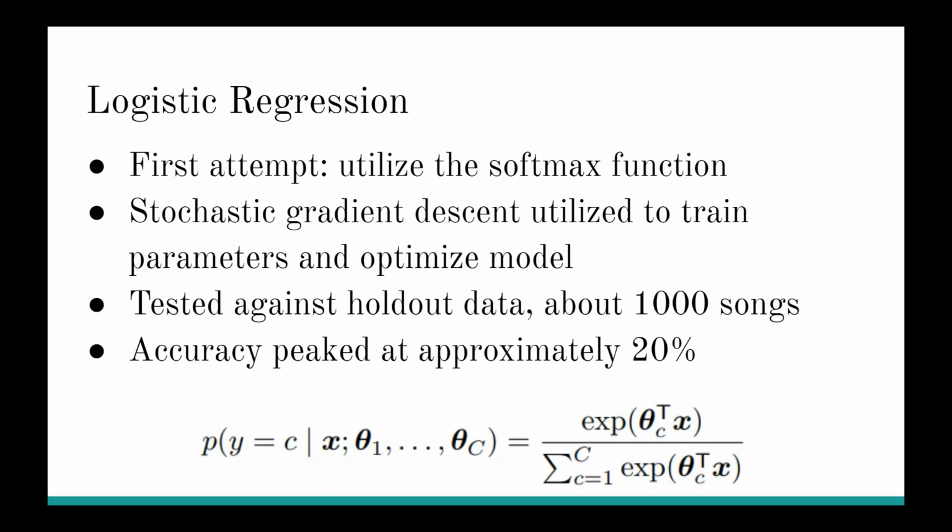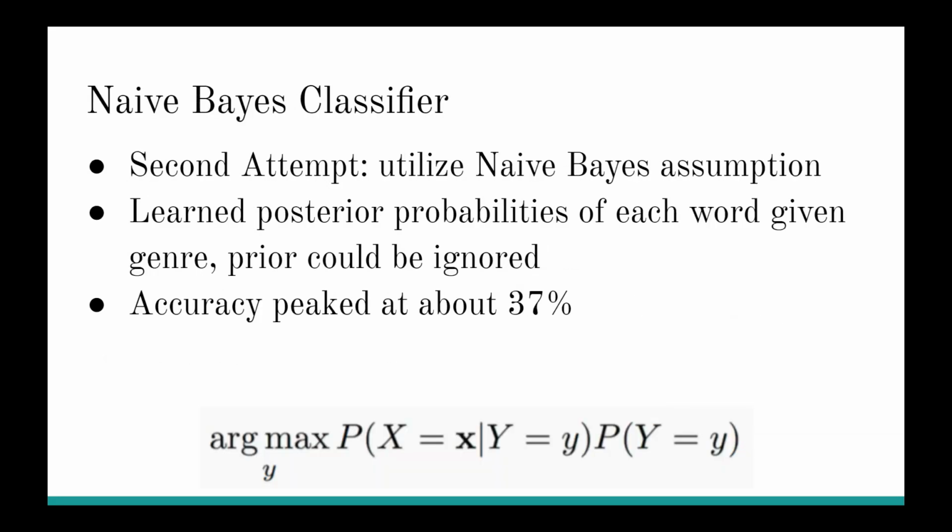We found that the accuracy of this model peaked at about 20%, indicating that this was not an effective model. Our second attempt was in using the naive Bayes classifier, which utilizes Bayes' rule in calculating the probability of particular labels. In using the naive Bayes classifier, the naive Bayes assumption applies, which states that all features are conditionally independent given genre, which is a very difficult assumption to make considering the size of our data.